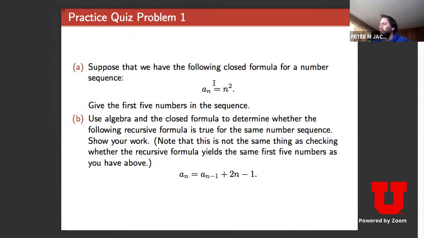So we have the following closed formula for a number sequence. An is n squared. First, give the first 5 numbers in the sequence, and then use algebra and the closed form to determine whether the following recursive formula is true for the same number sequence. So go ahead and take a couple minutes to work on that, and then we'll discuss it.